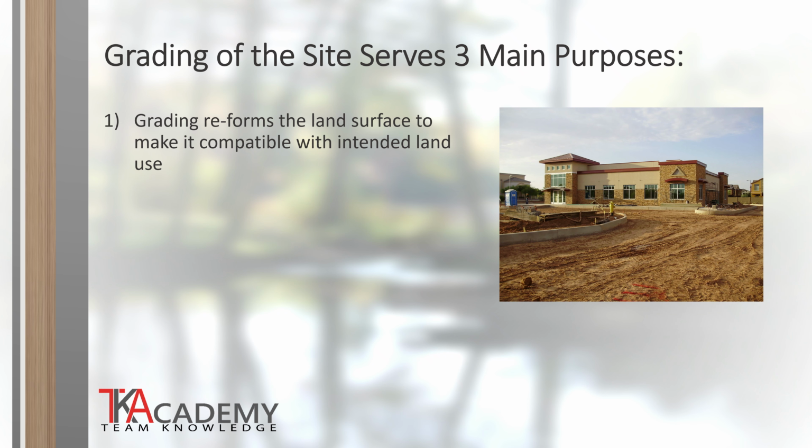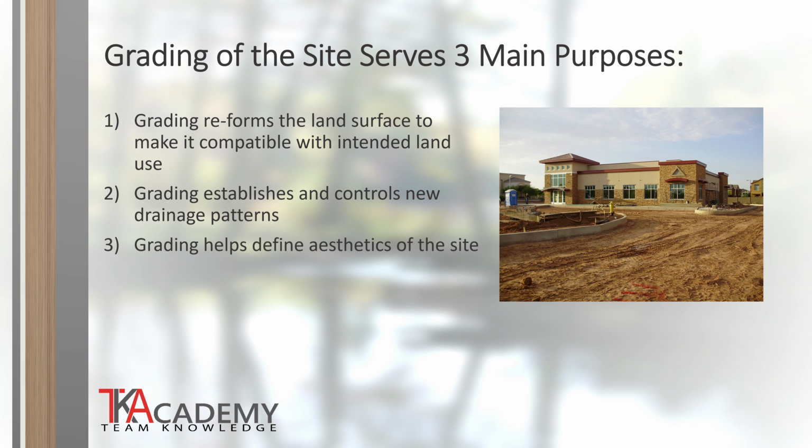The second reason is grading establishes and controls new drainage patterns. There will be surface runoff from precipitation. This needs to be controlled to direct where the runoff occurs and to prevent pooling on the site, which could lead to long-term damage. The third reason is grading helps define the aesthetics of the site. Manipulating the ground surface is one of the primary tools that designers have to shape how one experiences the site and to create a sense of place.